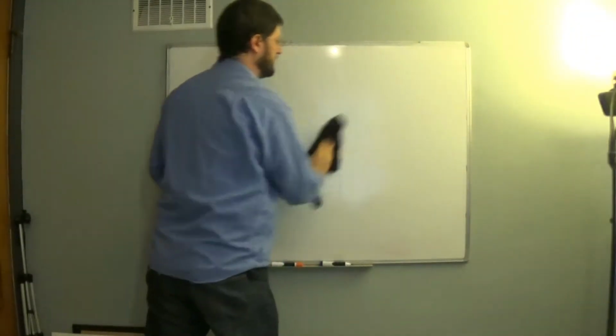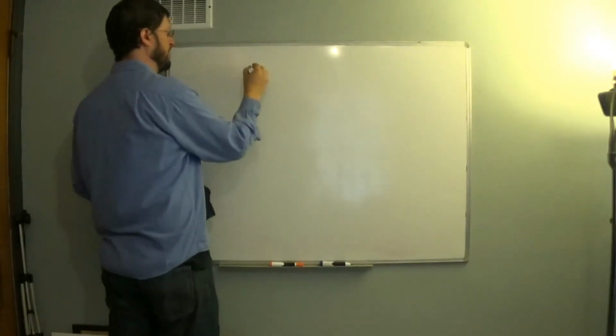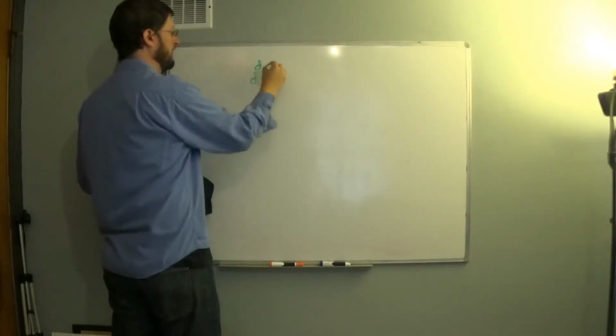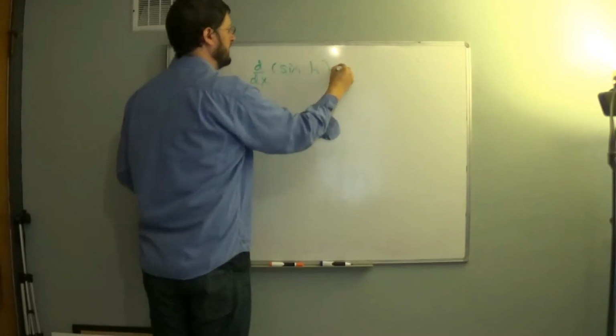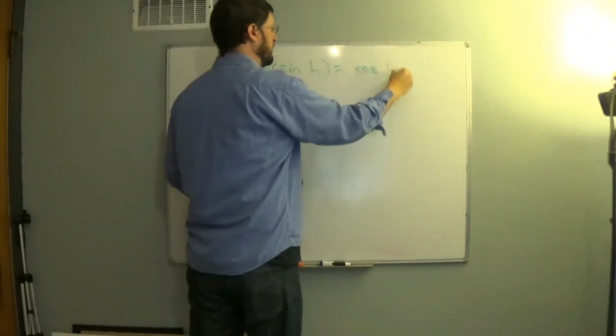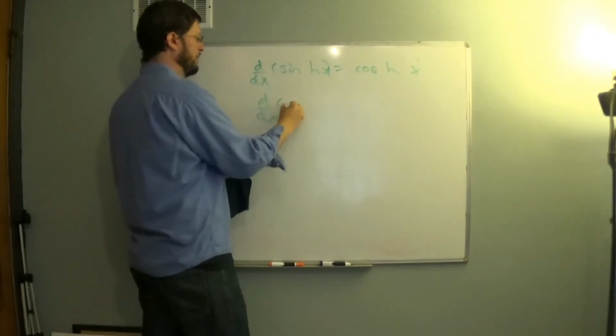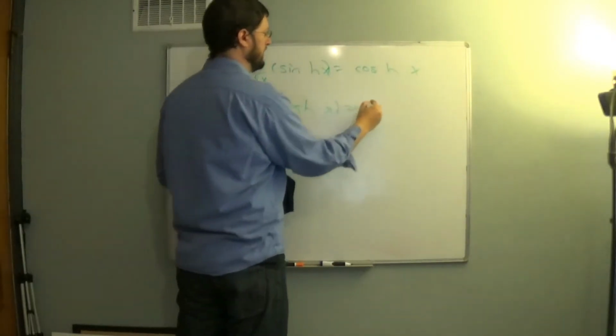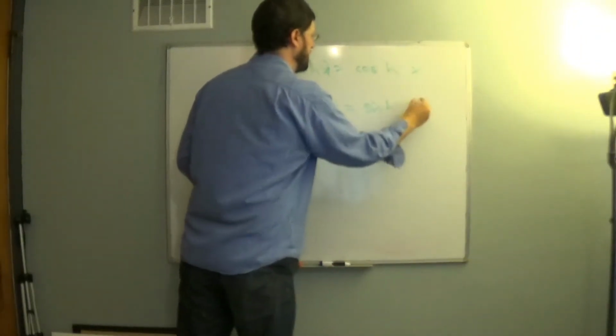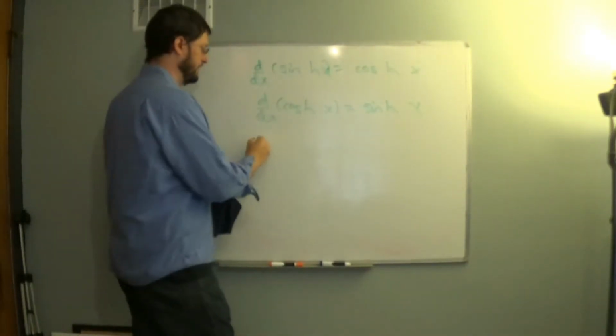I'm not going to work this one out. Just to summarize so far, the derivative of hyperbolic sine is hyperbolic cosine. The derivative of hyperbolic cosine is hyperbolic sine, without a negative.